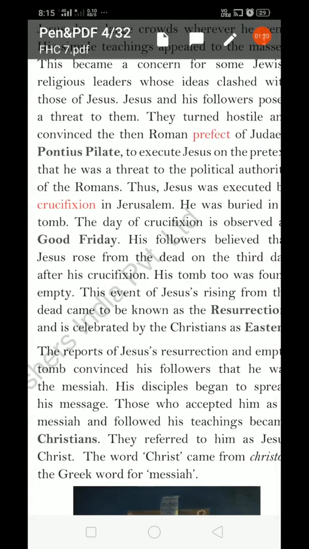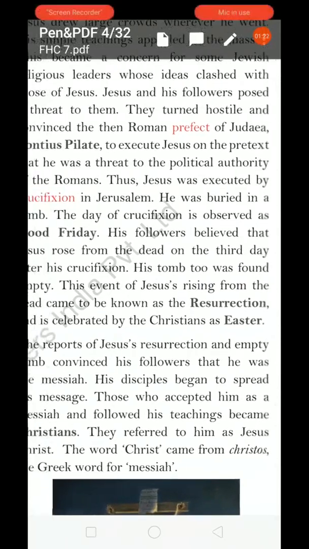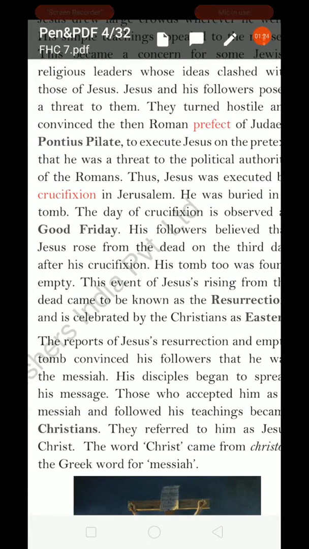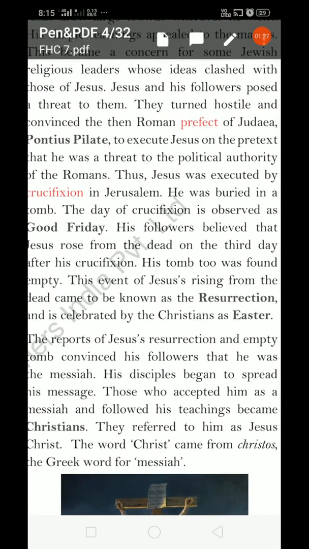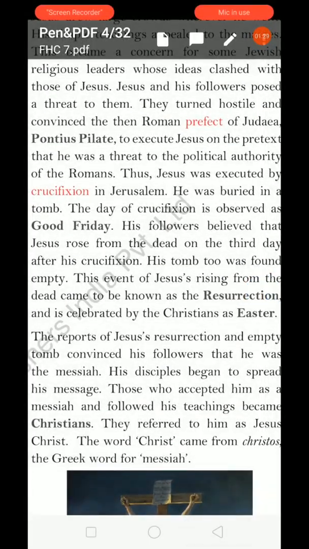The reports of Jesus' resurrection and empty tomb convinced his followers that he was the Messiah. His disciples began to spread his message. Those who accepted him as Messiah and followed his teaching became Christians. They refer to him as Jesus Christ. The word Christ comes from Christos, the Greek word for Messiah.